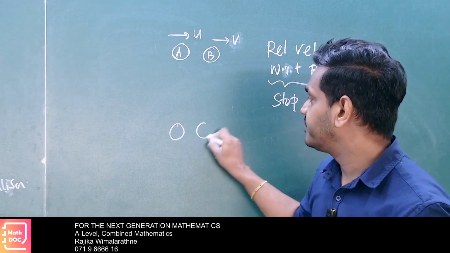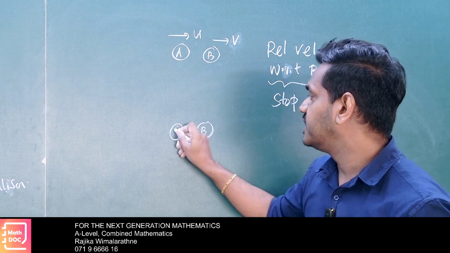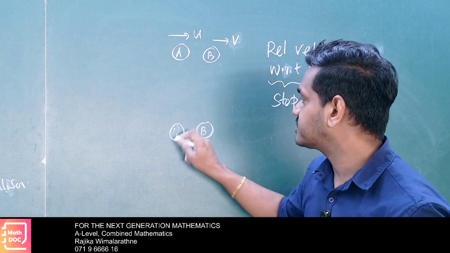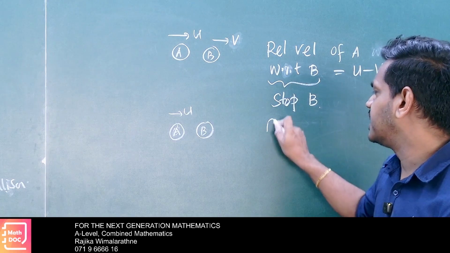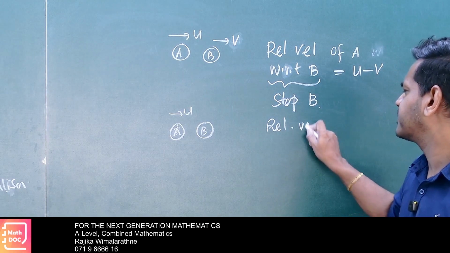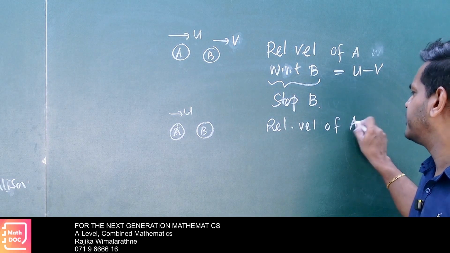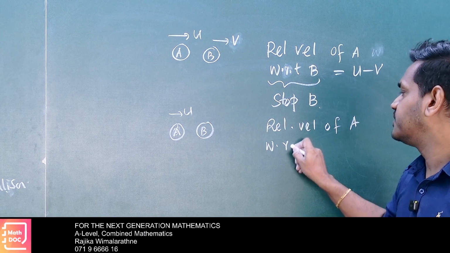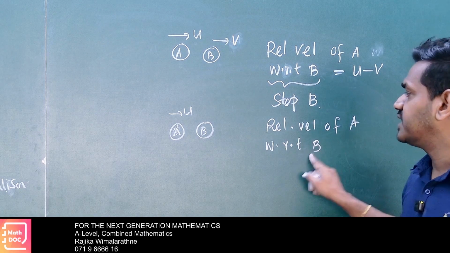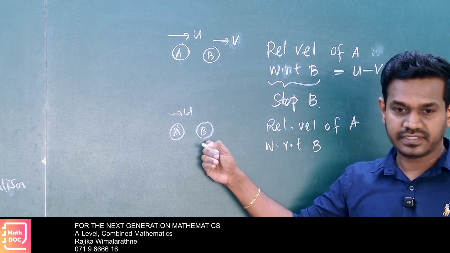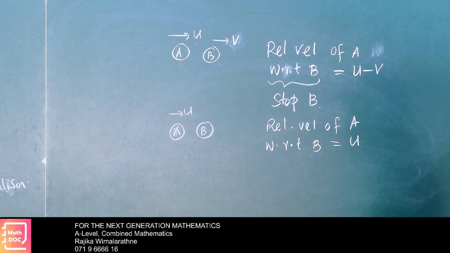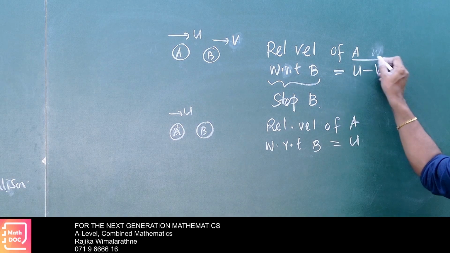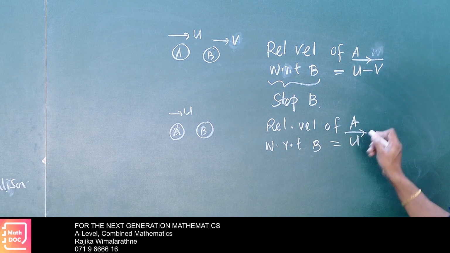Now you consider here B, here U, here A, here this velocity U, this is stationary one. Then relative velocity of A with respect to B. Now here already it is stationary, no? Not moving. Therefore relative velocity here is just U. Here direction, this way, and here direction, same direction.